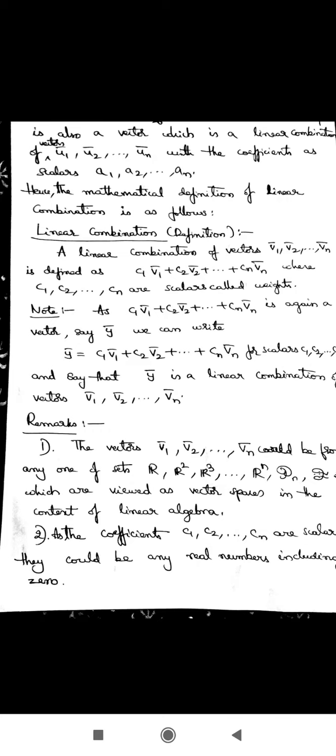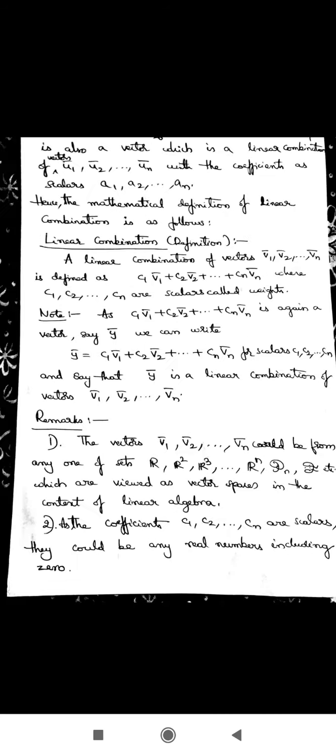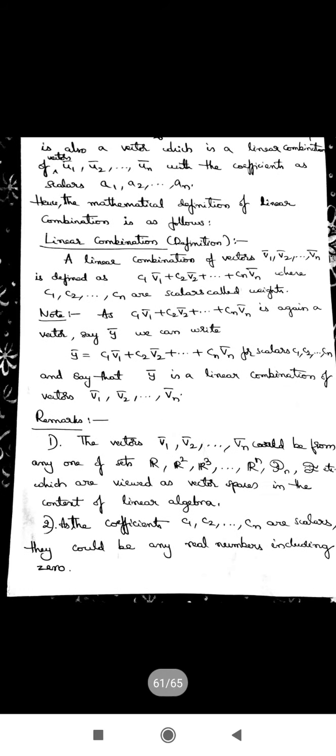Hence, the mathematical definition of linear combination can be given as follows. So, all these vectors, u bar plus v bar, u bar minus 2v bar, u bar plus 2v bar, 1 by 3 u bar plus 1 by 2 v bar, and the last one I have taken, 2 u bar, and 3 u bar minus 4v bar, are all treated as linear combinations. Now we can move on to give the definition of linear combination mathematically.